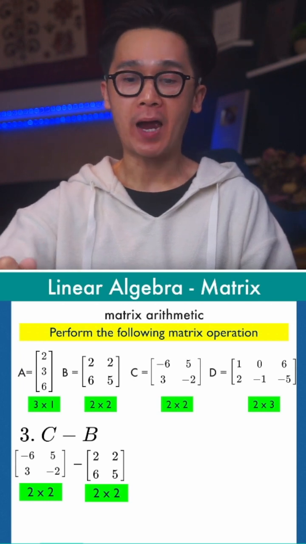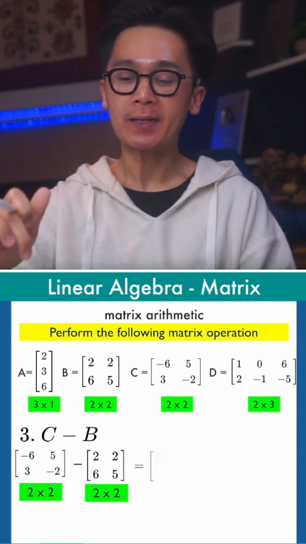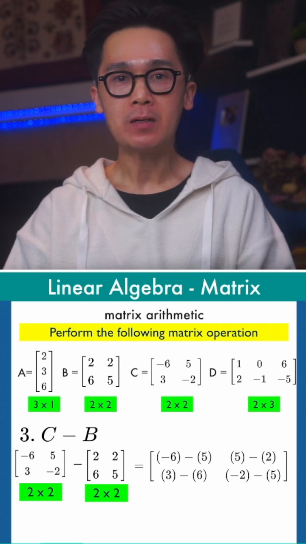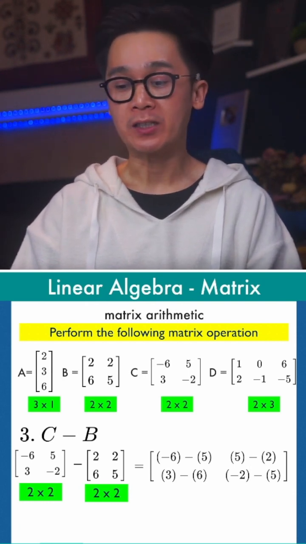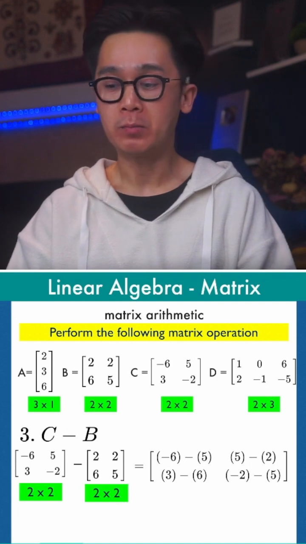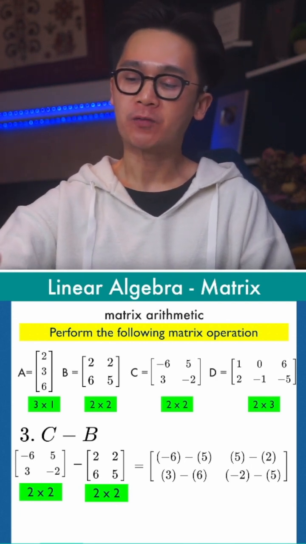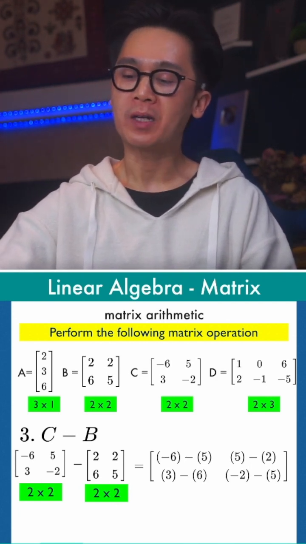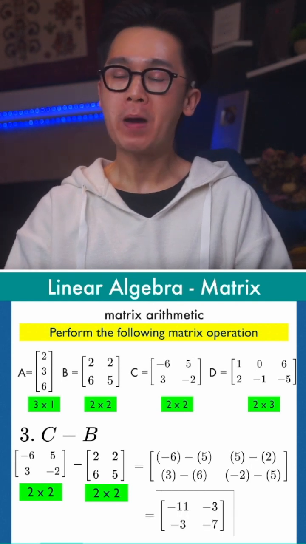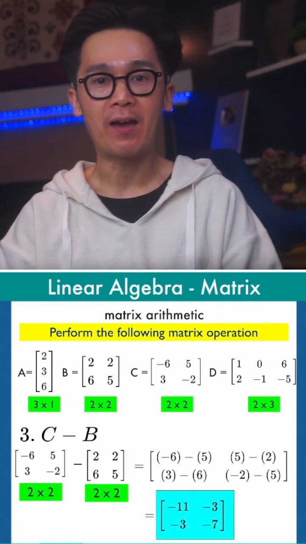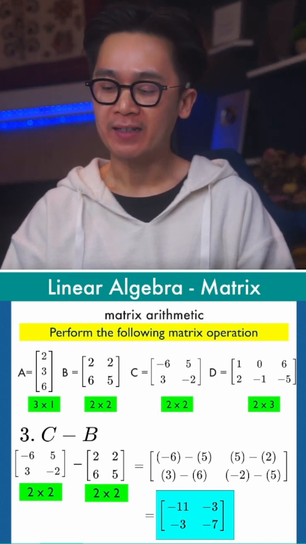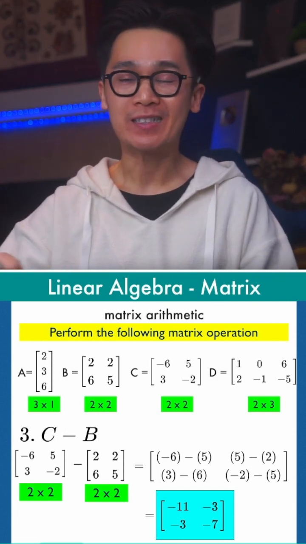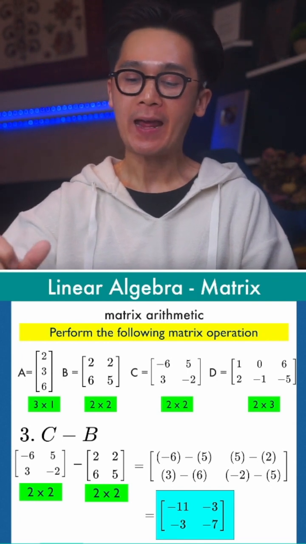that means we can combine C and B. So by subtracting them, again, make sure that you know your rules in addition and subtraction of positive and negative numbers. So -6 minus 5, 5 minus 2, 3 minus 6, -2 minus 5 will equal -11, 3, -3, and -7. So this is now the difference between C and B.